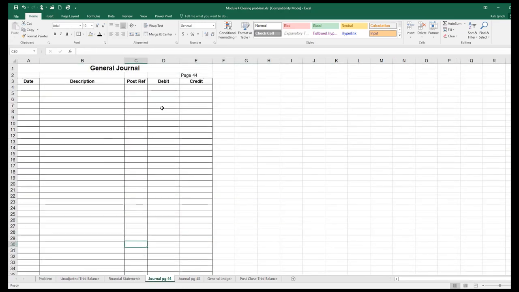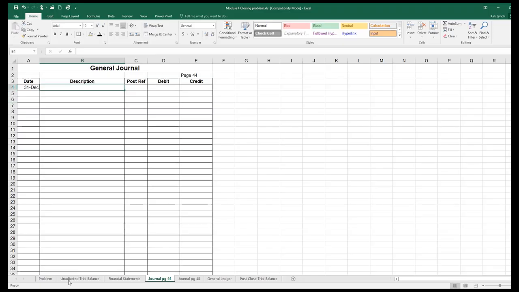So let's start with these 6 adjusting entries that need to be done, and we're going to journalize those on what has been given as page 44 of our journal. The date today is December 12th, so we'll just put December 31st at the end of the year. And so we'll put that date in here.